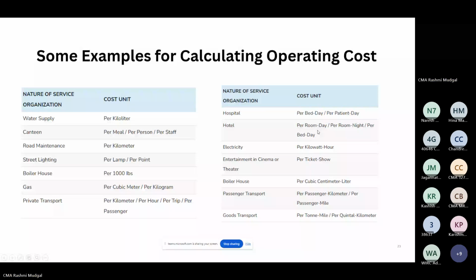Electricity per kilowatt hour. Entertainment and cinema per ticket per show, but there is also a per hour. Boiler house per cubic centimeter liter. Passenger transport per passenger kilometer, per passenger mile. Goods transport per ton per mile, per quintal kilometer. These are the operating cost examples. Are there any questions?